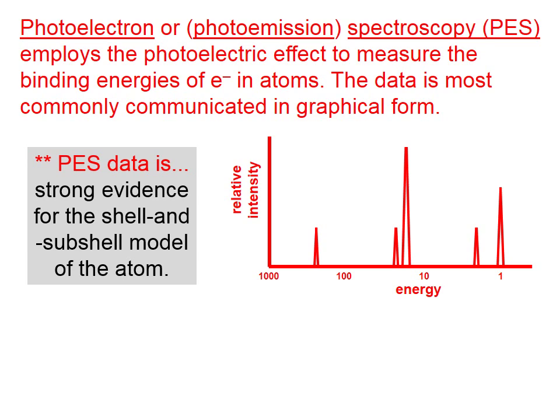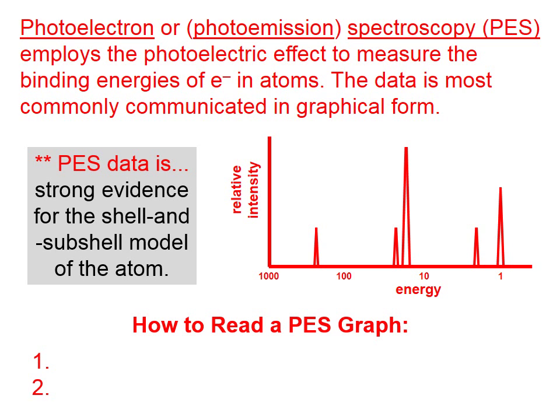PES data is strong evidence for the shell and subshell model of the atom. This is a very important idea. That's why there's a double asterisk by it. You need to know that the data that we get from photoelectron spectroscopy is very strong evidence of the shell-subshell model of the atom.